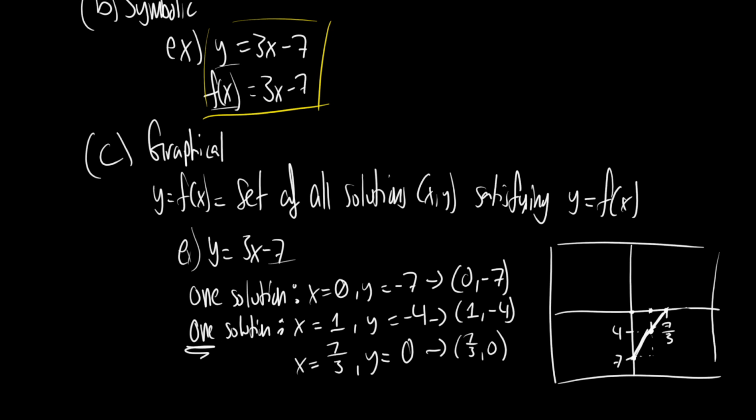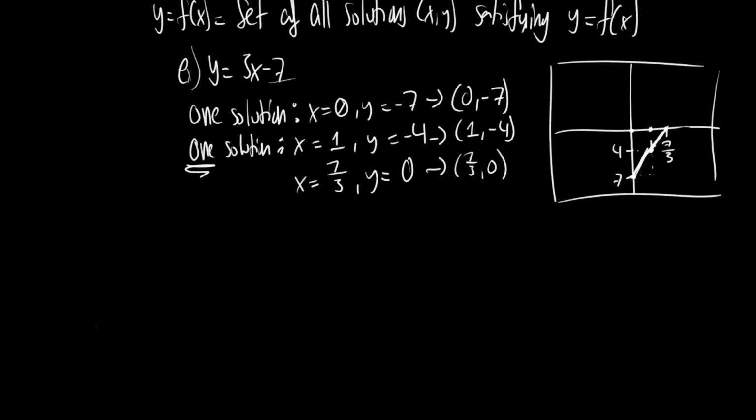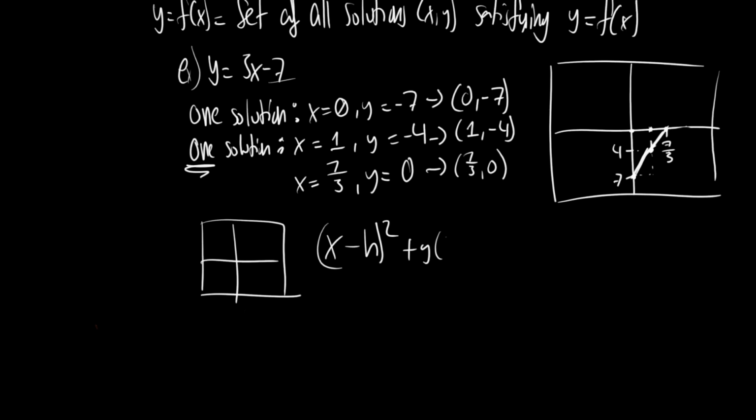Each of them has one solution. To clarify the one solution methodology, if we had, say, a circle, x minus h squared plus y minus k squared equals r squared. This would be the equation of a circle, right? So if we were to draw a circle, you may remember this from algebra class, or even in your pre-calc class itself.